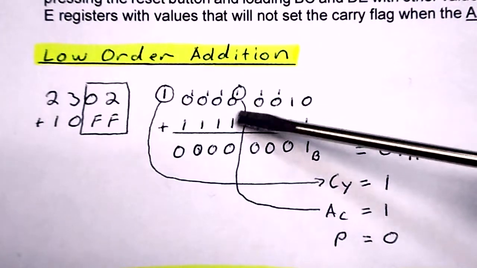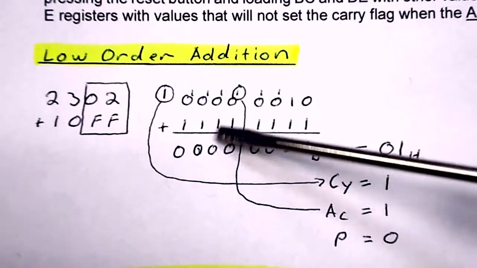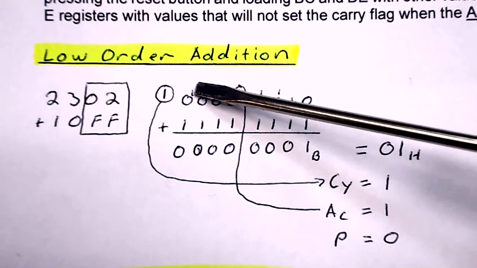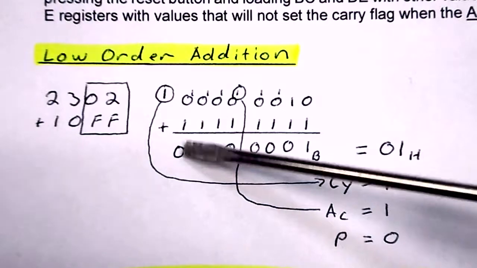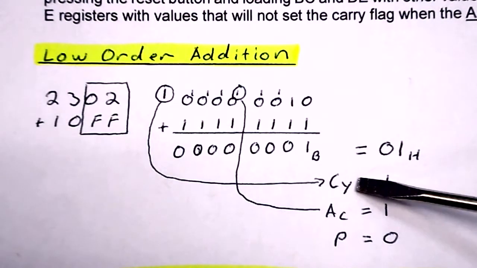Then 1 plus 1 is 0, carry the 1, and the same for the next three columns. So that's our carry flag being set.